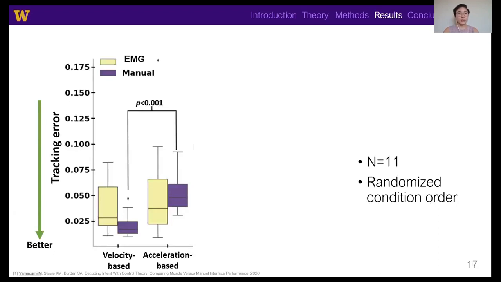Going into the results, this graph shows the results for the time domain performance metric. The y-axis shows the error between the desired and the actual trajectory, so the tracking error. Therefore, lower values indicate better performance. The lighter yellow boxes are the performance for the muscle interface, and you can see there was not a significant difference in performance between the velocity-based and the acceleration-based task. However, if you look at the manual interface performance, participants found the acceleration-based task significantly harder than the velocity-based task.